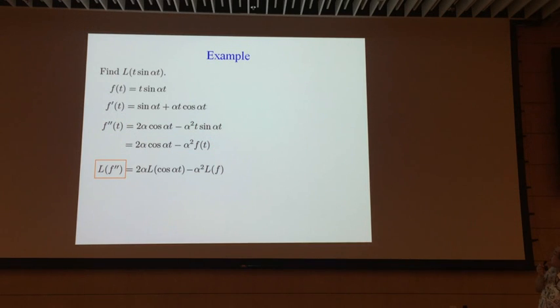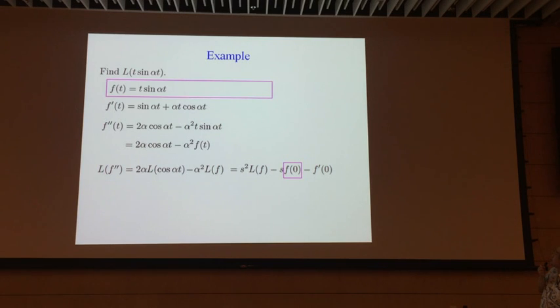Okay, for the Laplace transform of the second derivative, we have a formula. So we equate this expression to what's on the right-hand side: s squared Laplace transform of f minus s times f at 0 minus f prime at 0. It's at this stage that I realize, oh yes, I need to calculate f at 0 and f prime at 0.